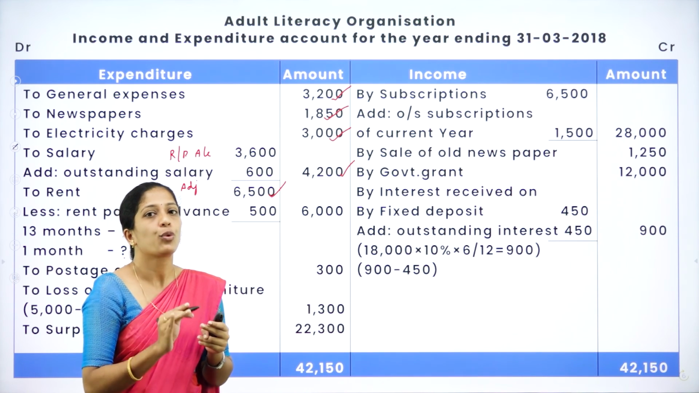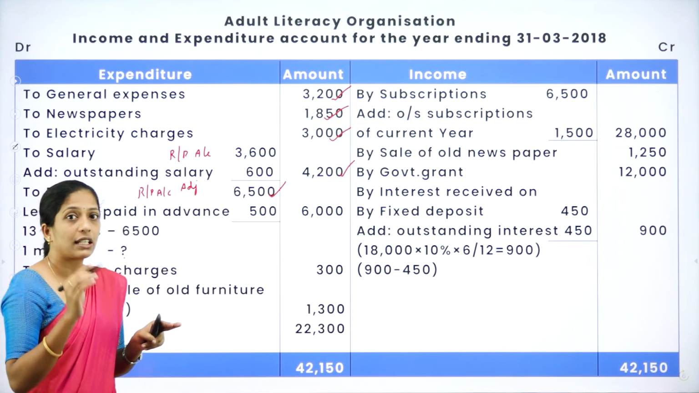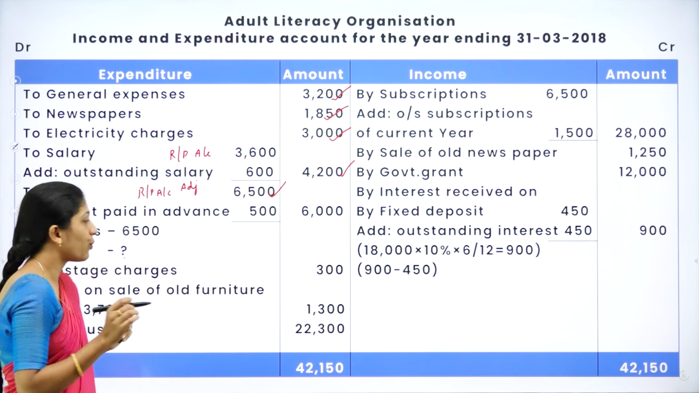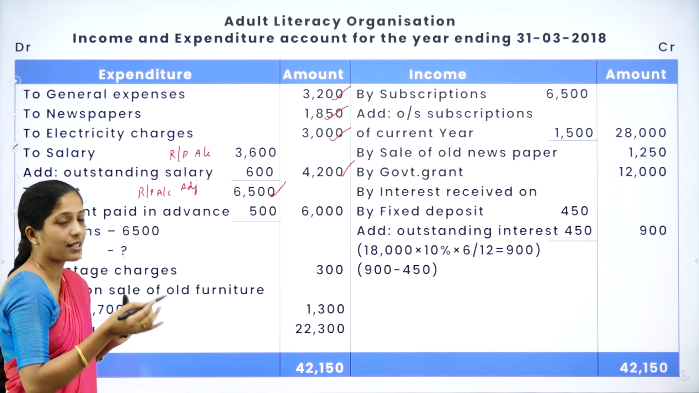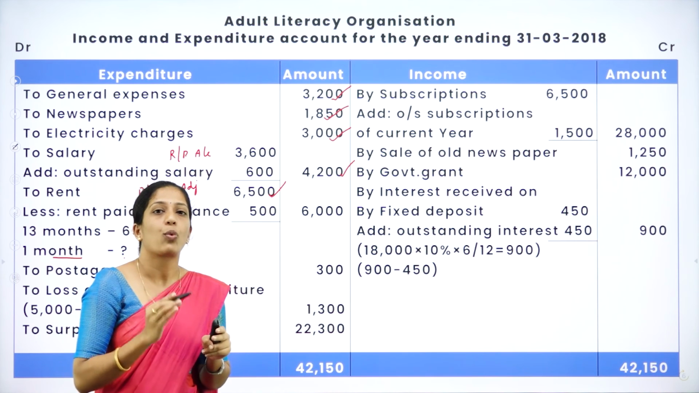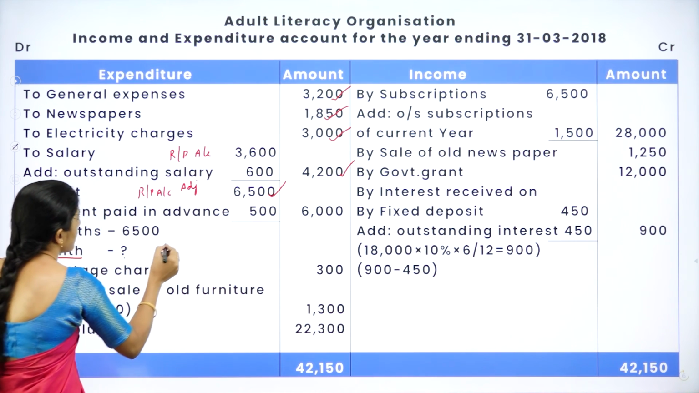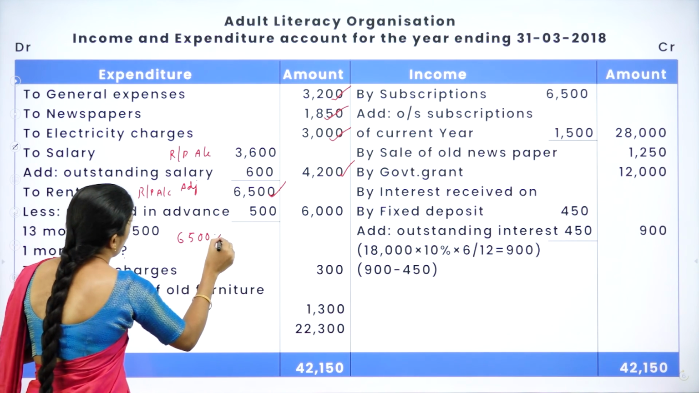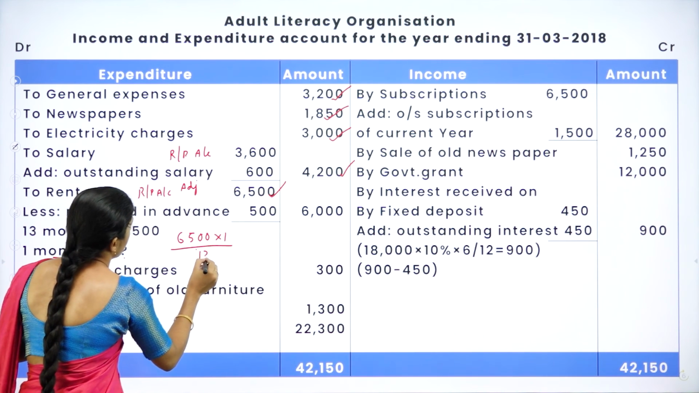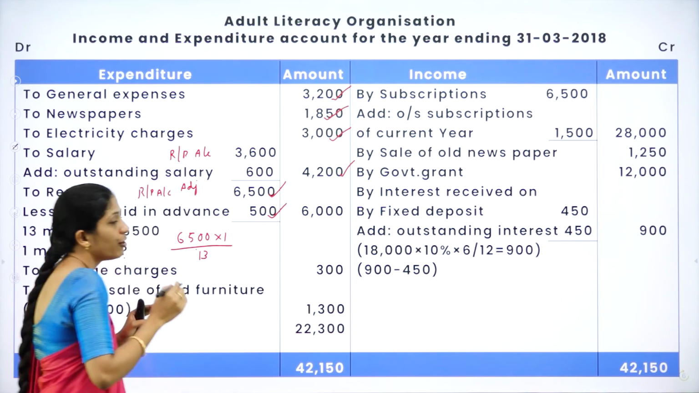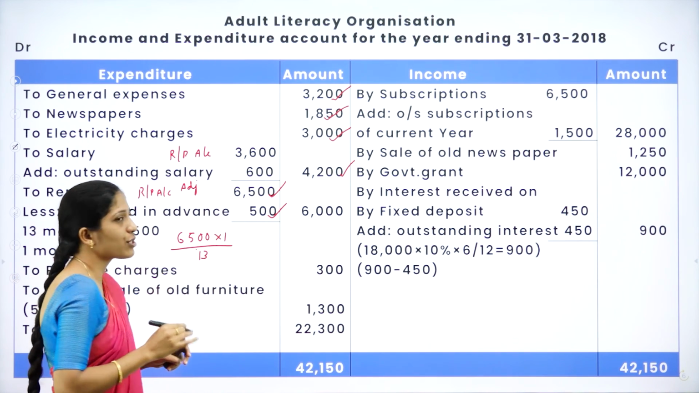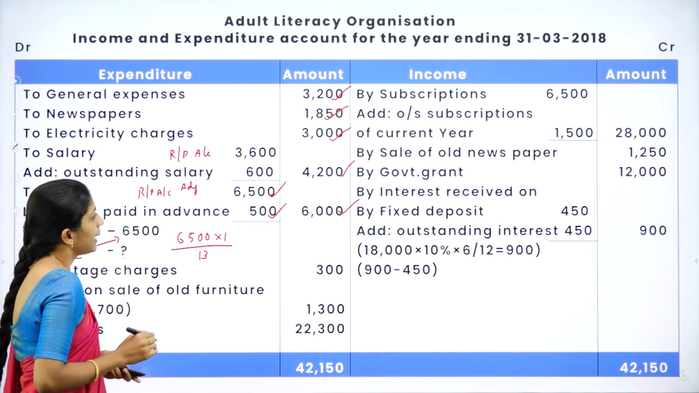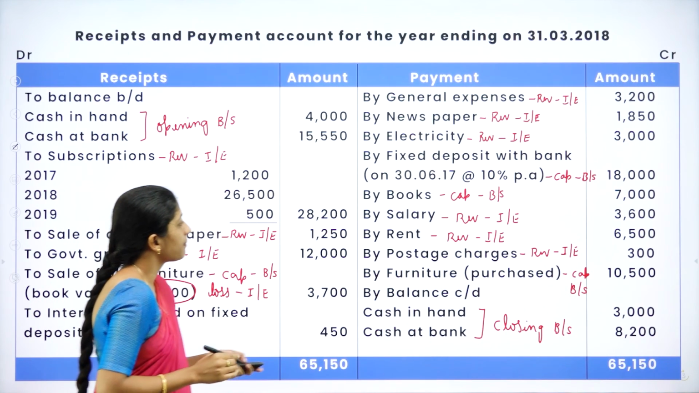So total how many months? 12 plus 1, that is 13 months. For 13 months, how much have they paid rent? 6,500. Then for 1 month how much? They have paid 1 month in advance, right? So we have to identify for 1 month how much they have paid. So 6,500 into 1 divided by 13. When you calculate you will get 500. So 500 they have paid in advance. So 6,500 minus 500 you will get 6,000. Clear?